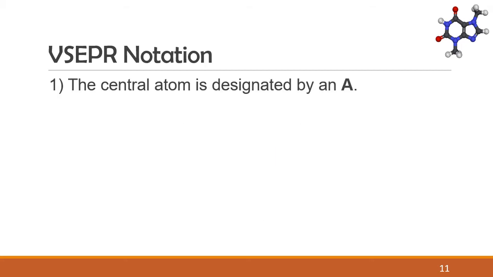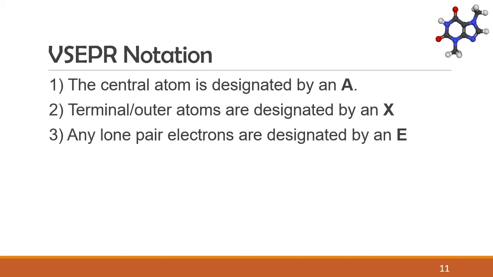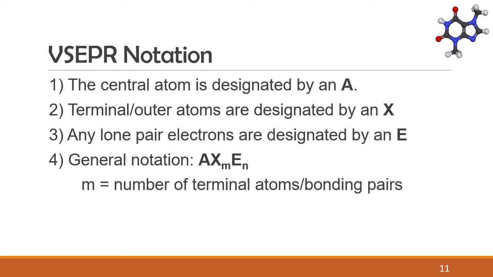In the VSEPR notation, the central atom is designated by the letter A. The terminal outer atoms are designated by the letter X. And any lone pair electrons are designated with the letter E. The general notation is AXmEn, where m refers to the number of terminal atoms and n refers to the number of lone pair electrons.